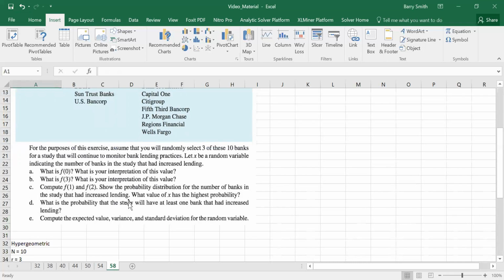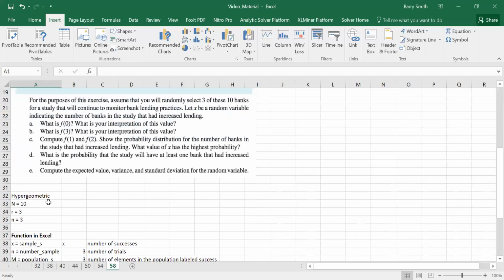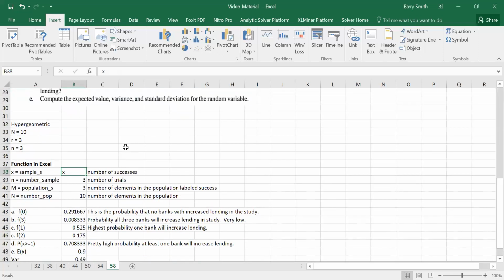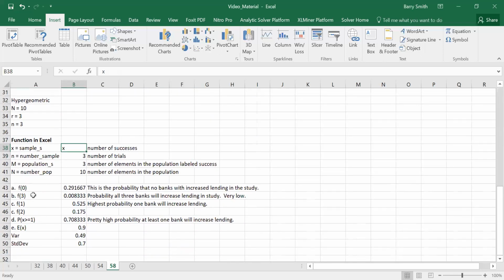So again, this is hypergeometric. In this case, capital N is 10, R is 3, little n is 3. And that X is what we're looking for, the number of successes. So we have to do 0, 1, 2, and 3. And so that's kind of what those first ones are doing here. So f of 0, we just plug that in. And so we'll have 0, 3, 3, 10. And so that's what we have up here.